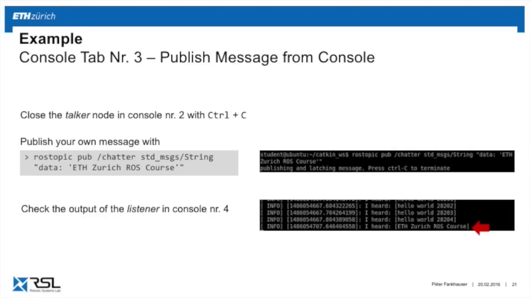Now, if you type in this command, in console number 4, where the listener runs, you should see instead of hello world, it suddenly tells you, okay, this is a message I got. That's the one you published from your console. What you saw is that you can subscribe to topics and show the contents in the console, but also you can publish messages from your console.